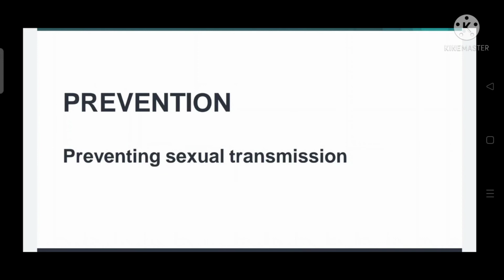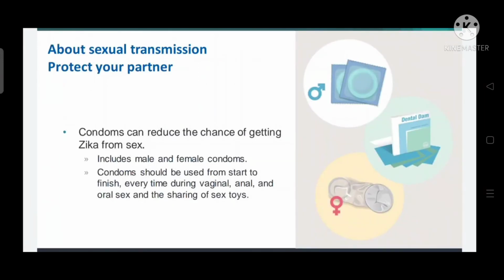Next is prevention of sexual transmission. About sexual transmission, protect your life partner. Condoms can reduce the chance of getting Zika from sex.